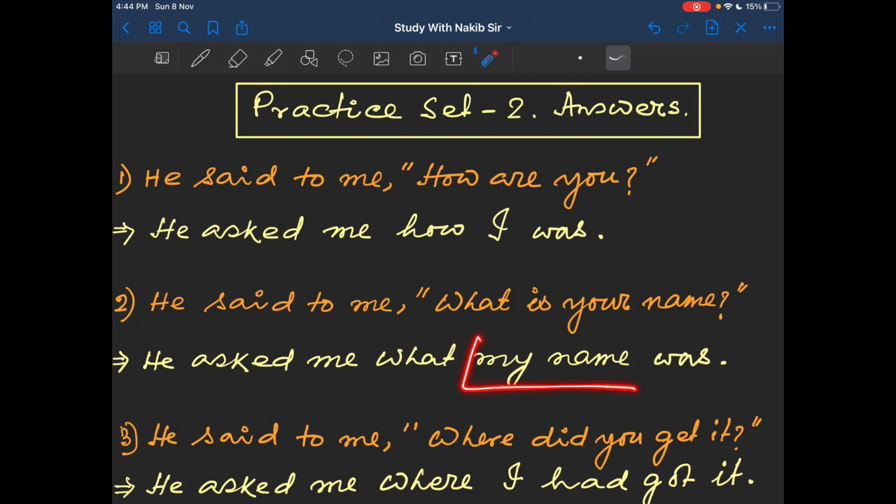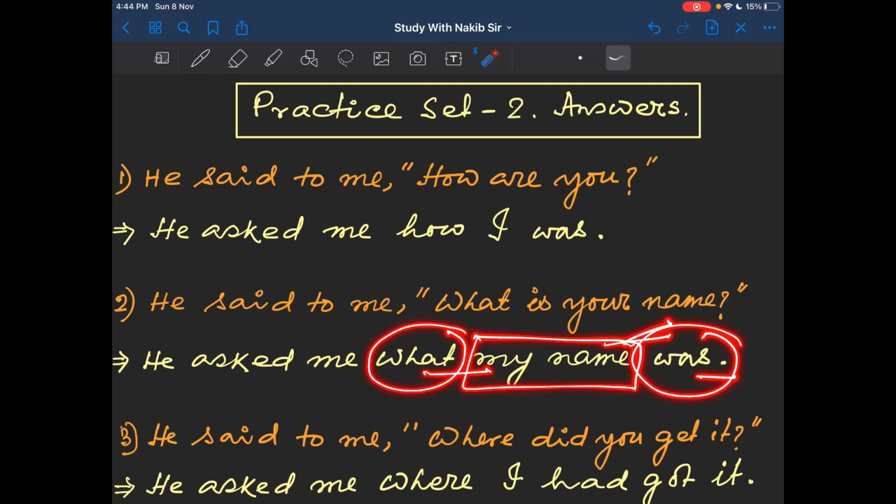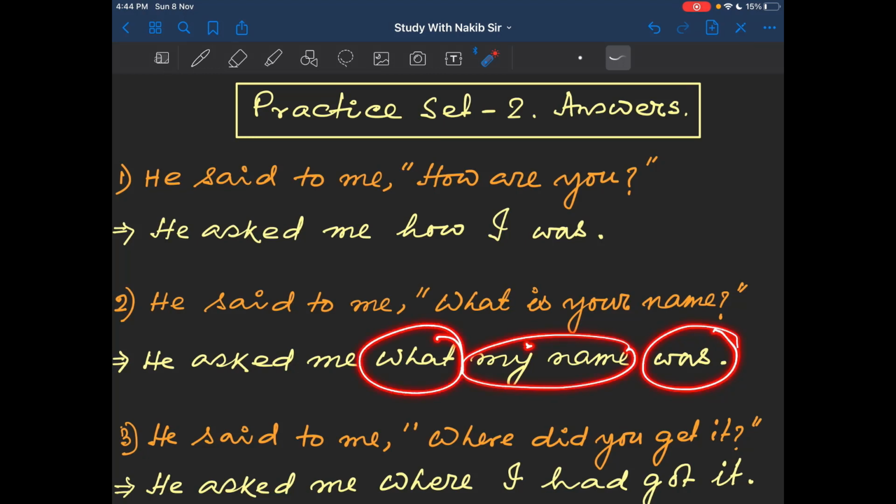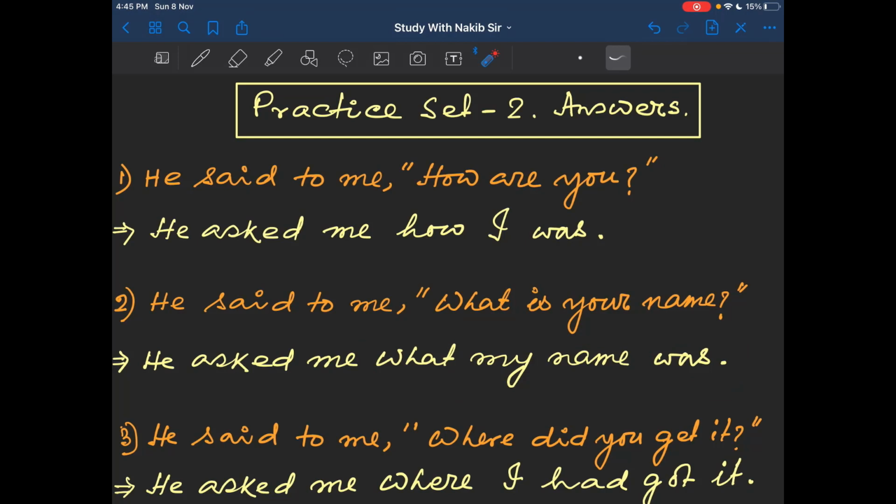Remember this, my name is the subject, and this is the connective. The subject will come after the connective and the verb will come after the subject, not after the connective. Remember this, the verb will be used after the subject and the subject will be used after the connective. Okay, don't break this order. First the connective, then the subject, then the verb. Always remember this. So your answer is, he asked me what my name was.